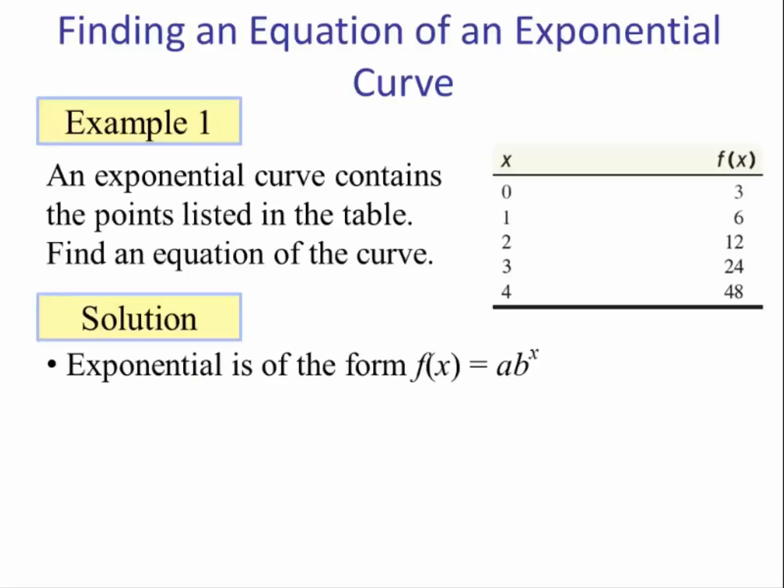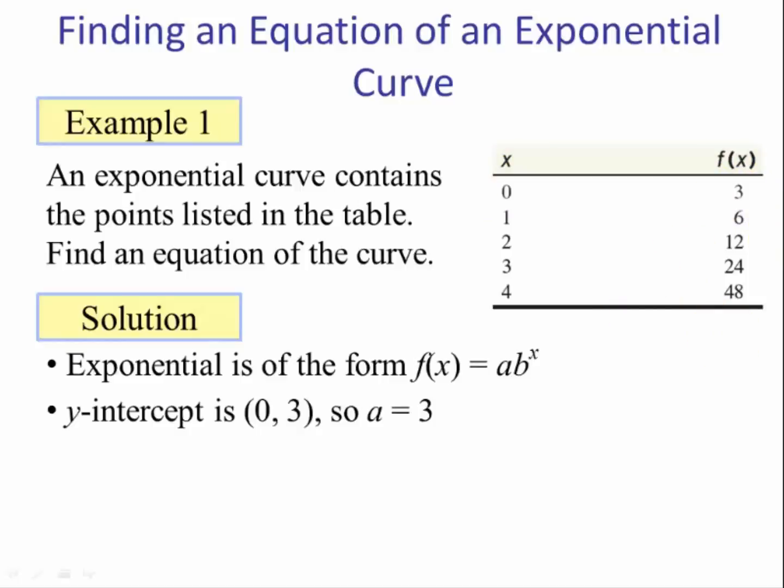Solution. An exponential function is in the form f of x equals a times b to the x power. So our first step is to find the value of a. The value of a is also the y-intercept. It is the value of y when x is 0. So a in this case is 3.